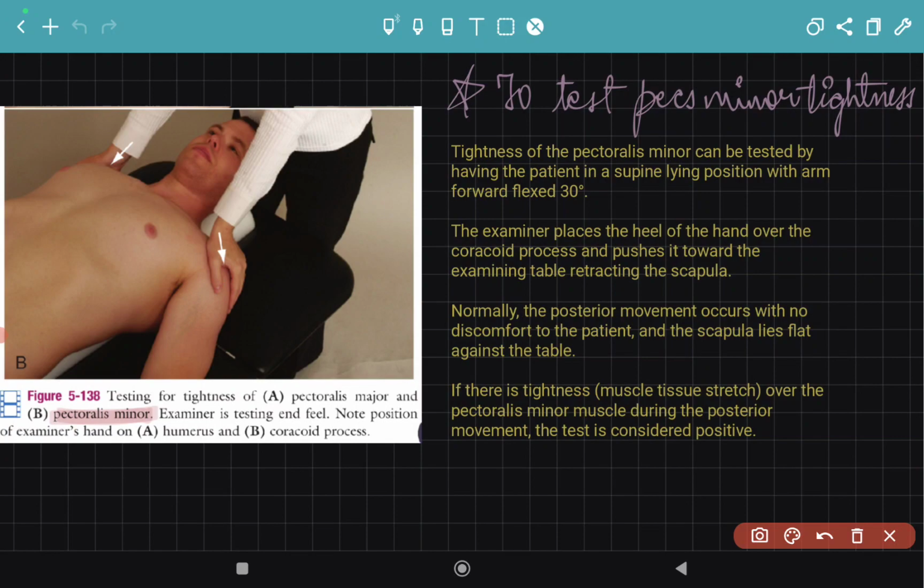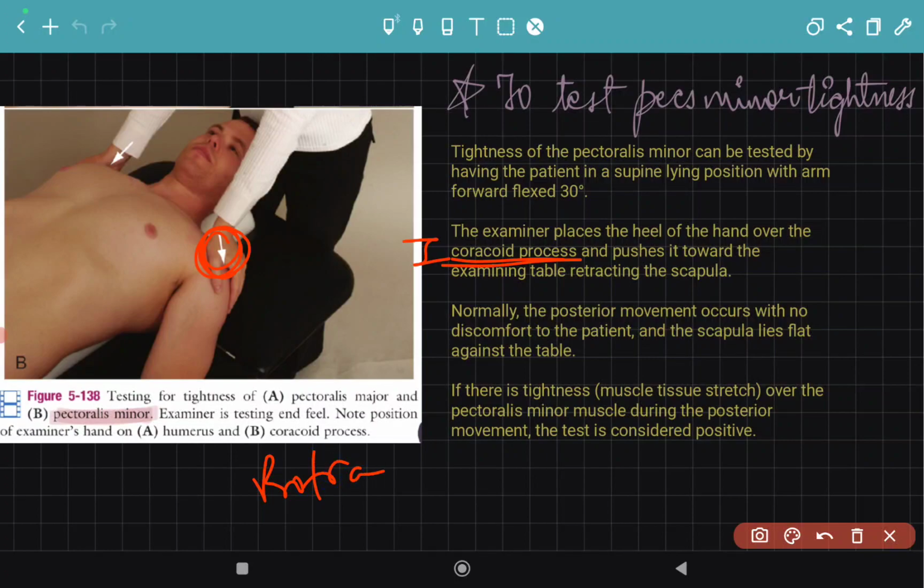Now what the examiner does, examiner places the heel of hand over the coracoid process, which is the insertion of pectoralis minor muscle. So over there, examiner will place the heel of hand and will push it downwards, that is towards the table, in order to retract the scapula, opposite to the action of pectoralis minor, which is protraction. The action of pectoralis minor is protraction.